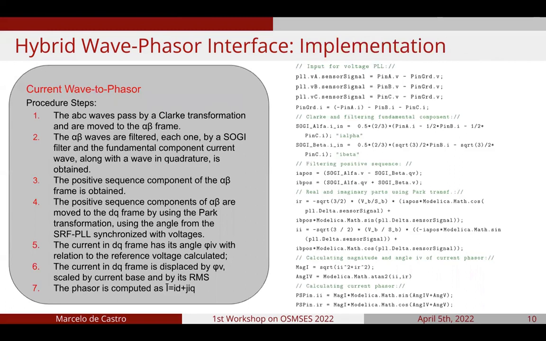And the entire conversion can be then summarized in a 7-step procedure. The first 2 steps tell us how the 3-phase current waves are filtered for the fundamental component extraction. Steps 3 and 4 concern the calculation of a positive sequence component from the extracted fundamental component. Finally, steps 5 and 6 are related to the calculation of angles, which are used to correctly calculate the current phasor as shown in the 7th step.